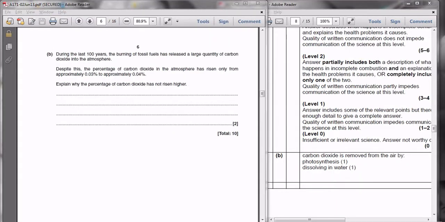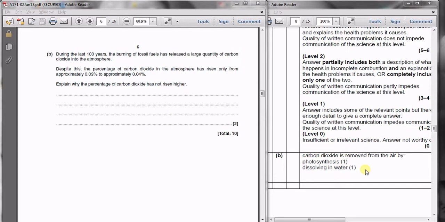So the last part of question 2, section B, asks why the percentage of carbon dioxide in the atmosphere has only risen by 0.01%, even though we're burning a lot of fossil fuels. Okay, so that would basically suggest that the carbon dioxide is being used for other things, it's been absorbed by something. And the two aspects that we've covered within this specification are photosynthesis, which is quite a common answer for this question. The one that's often forgotten is that carbon dioxide will also dissolve in water, so both of those would remove carbon dioxide from the air.